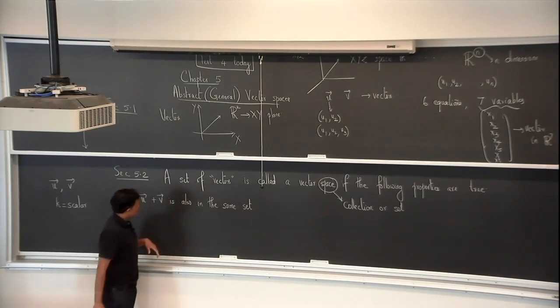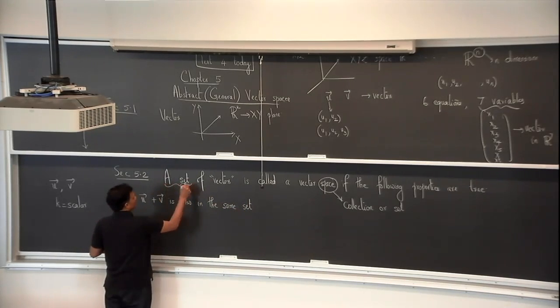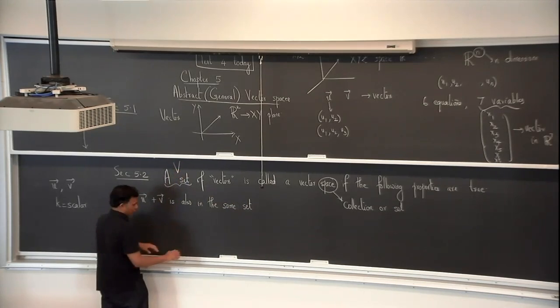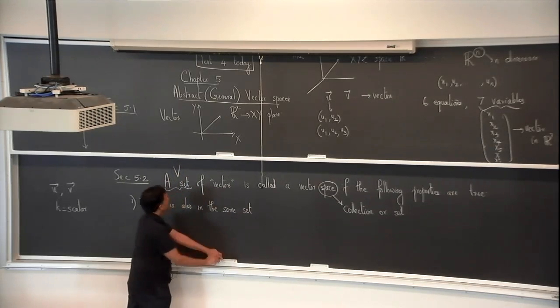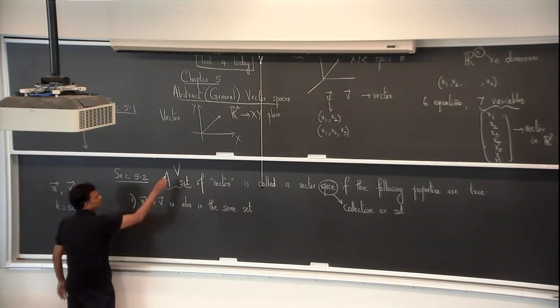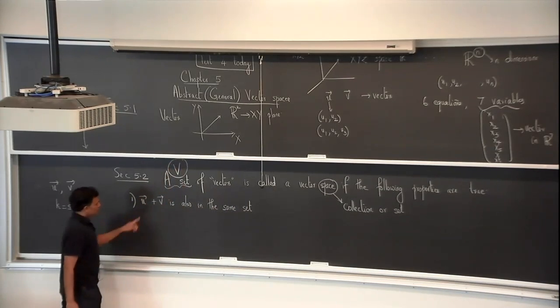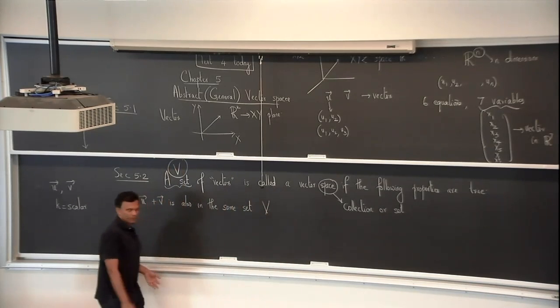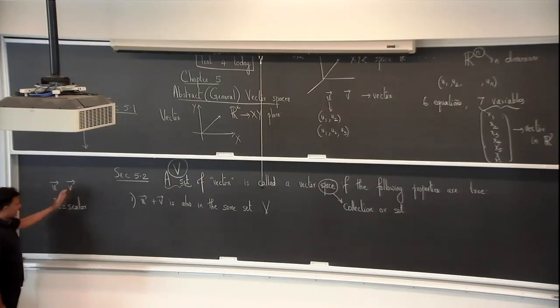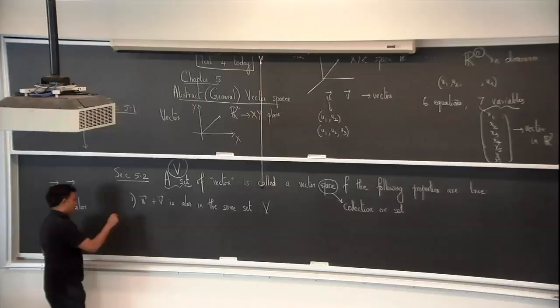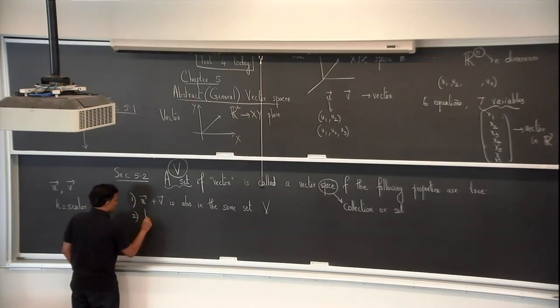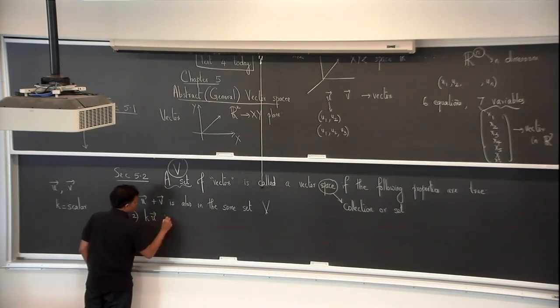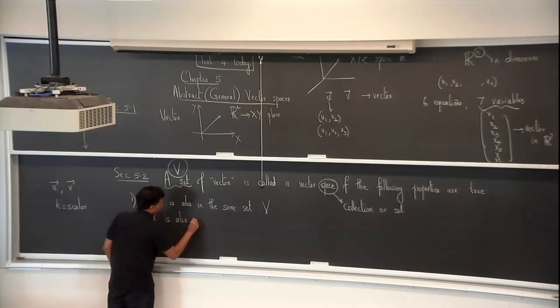And just to save some writing, let's call this set capital V. Okay, V for vector space. So u plus v is also in the same set V. That's not surprising. You said take two vectors, add them, you get the third vector. Okay. Big deal, right? Property 2, the product k times u is also in V.